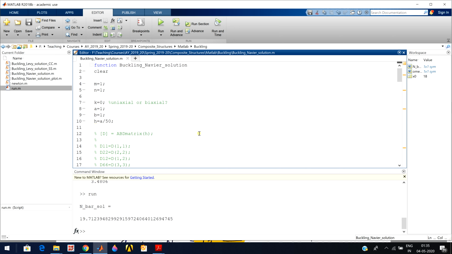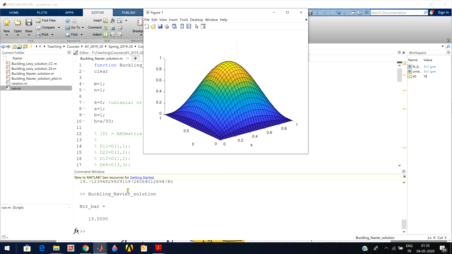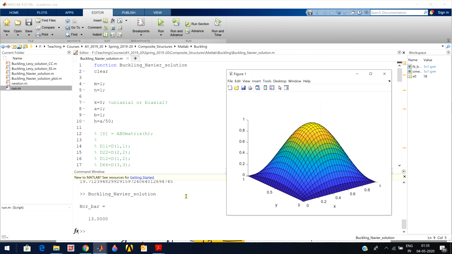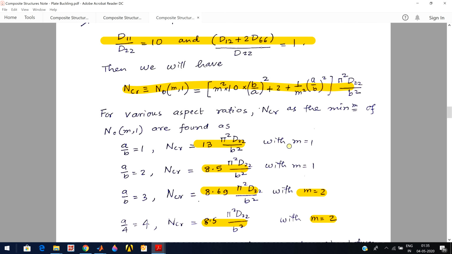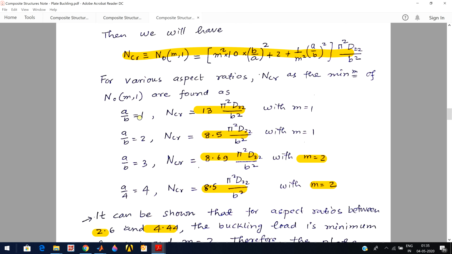Okay, so we are doing some calculation for m is equal to 1, n is equal to 1, and aspect ratio 1. That means a is equal to 1, b is equal to 1. So let us run that and see. Alright, so I get something like 13, and this is the mode shape. If I go back and see the tabulated results, you can see for a by b equal to 1 it is 13 with m is equal to 1.